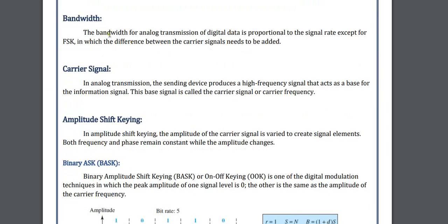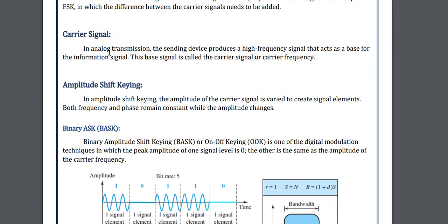Now the bandwidth. The bandwidth for analog transmission of digital data is proportional to the signal rate, except for FSK, where the difference between the carrier signals needs to be added. What are carrier signals? In analog transmission, the sending device produces a higher frequency signal that acts as a base for the information signals.